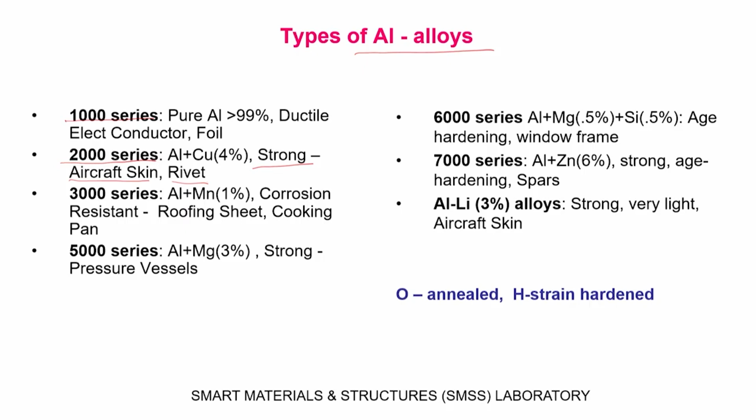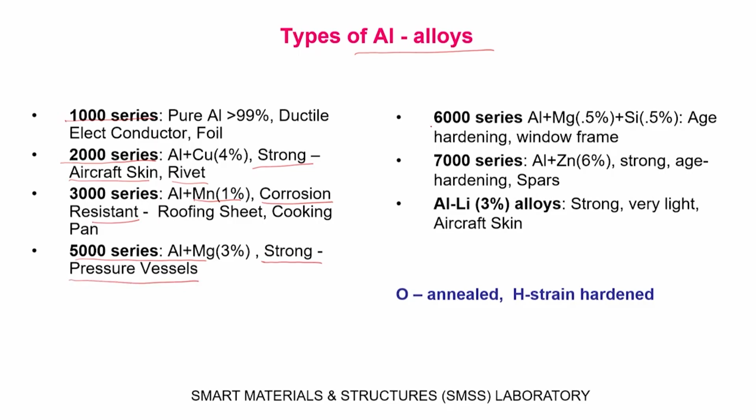If you go for the 3000 series, that generally comes with the mixing of manganese. Manganese gives you corrosion resistance, so it is used for roofing sheets, cooking pans, etc. If you go for the 5000 series, that is aluminum plus magnesium. Magnesium again gives it strength, much more than copper. So, it is used in pressure vessels.